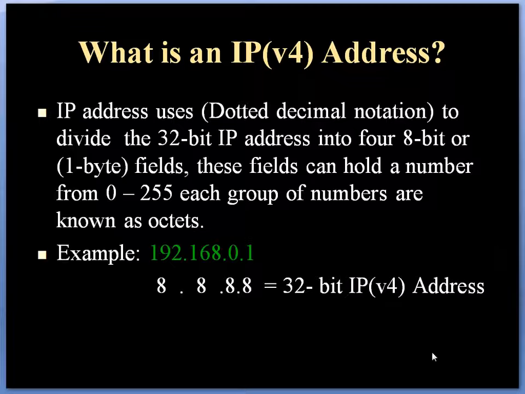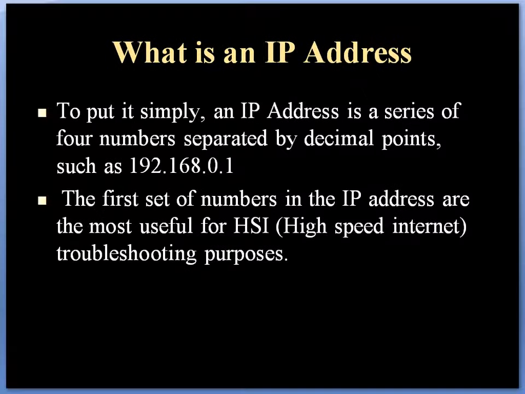And I have a nice example of an IP address version 4. Now, the reason I keep saying version 4 is because there is a version 6 that will be used very soon, as version 4 IP addresses are starting to run out. To put it simply, an IP address is a series of four numbers separated by a decimal point, such as 192.168.0.1. The first set of numbers in an IP address are the most useful for high-speed internet troubleshooting.